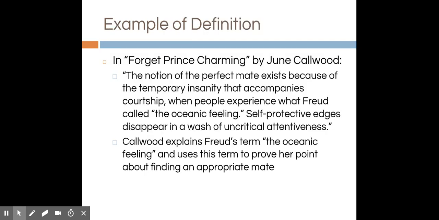So an example here is in this essay called Forget Prince Charming, and it's about finding the perfect mate. In this, she's kind of defining this term called the oceanic feeling by Sigmund Freud. It's basically that feeling that washes over you when you fall in love with someone and they become your partner, that you can't see the bad things in them. Which, as I'm saying this, some of you who are in relationships may be thinking that that's the case that you're in, or that your friends are in that case right now. So it's an important definition for her essay.